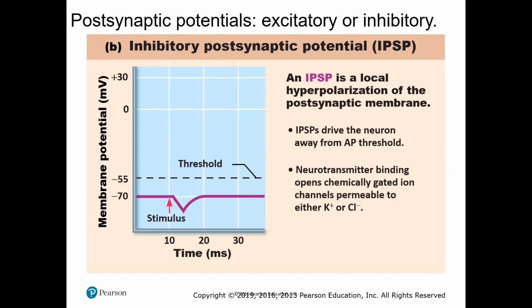So instead of seeing sodium come in, we're going to see potassium go out. The neurotransmitter is going to open up the potassium gates, potassium leaves, and we become hyperpolarized and get further away from threshold. So that's why it's inhibitory. We are much less likely to hit threshold when this particular neurotransmitter is being received.